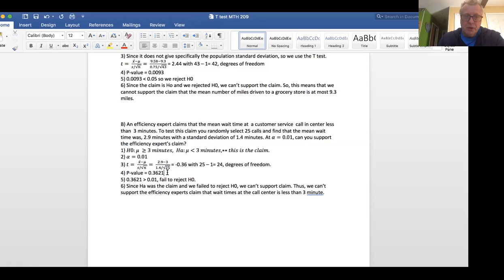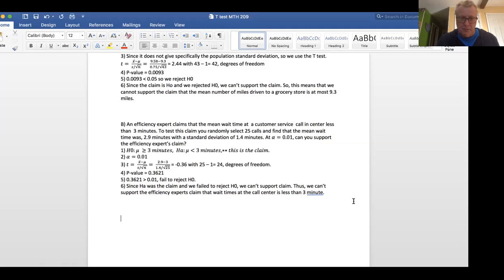Our p-value is 0.3621. 0.3621 is greater than 0.01, so we fail to reject H0. Now, since HA was the claim and we failed to reject H0, that means we cannot support the claim in HA. So that means we can't support the efficiency expert's claim that the wait times at the call center is less than 3 minutes.